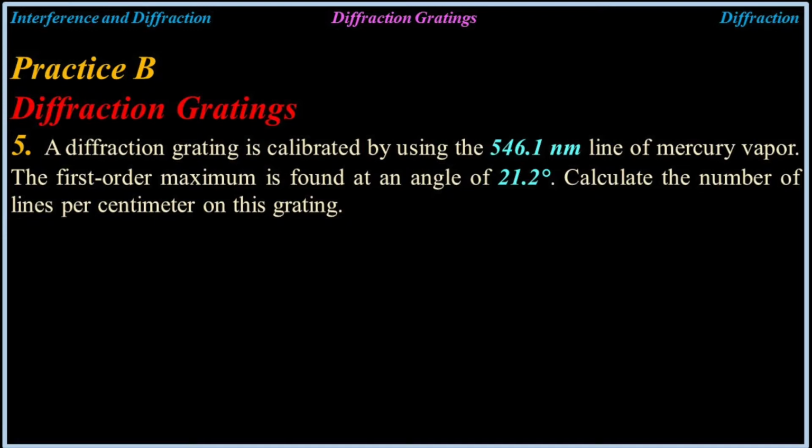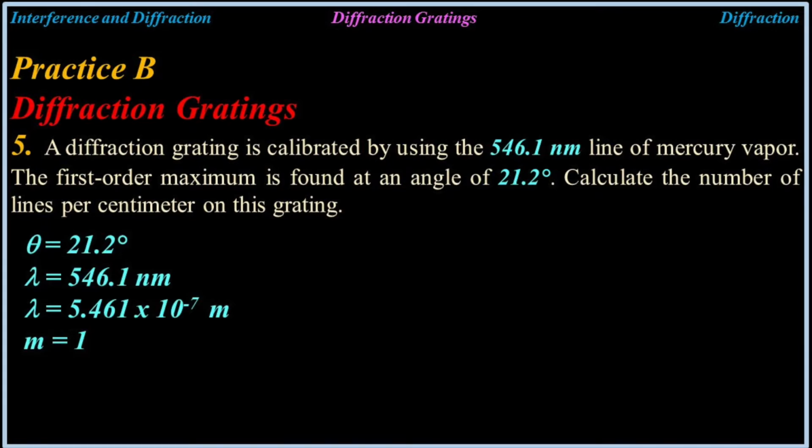Number 5, a diffraction grating is calibrated by using 546.1 nanometer line of mercury vapor. The first order maximum is found to be 21.2 degrees. Calculate the number of lines per centimeter on this grating. So same equation, we're simply going to isolate a different variable in the equation. That's what's given.